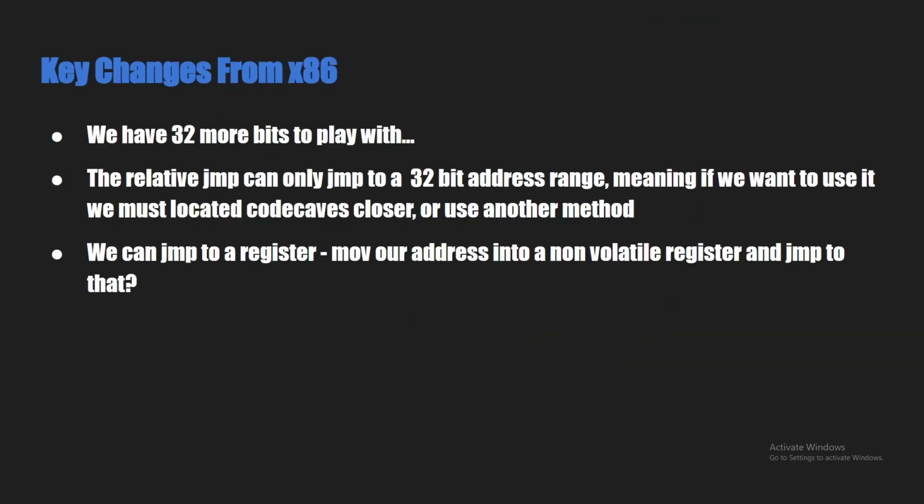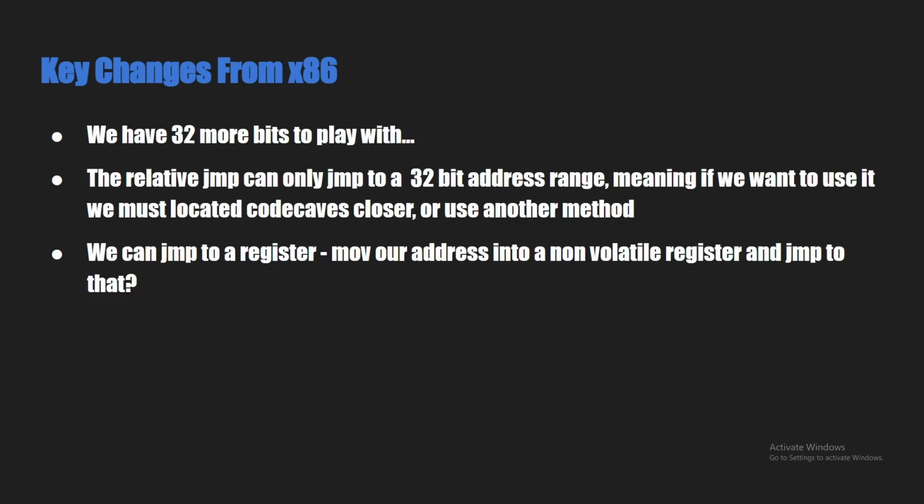So, some key changes from x86. Obviously we're in x64, so we have 32 more bits to play with. With different pointers and different sizes in memory, things are going to change, such as pointers and in general just size. But it doesn't affect us too much in terms of hooking. There are just some things we've got to be aware of, the main one being the relative jump. It can only jump to a 32-bit address.